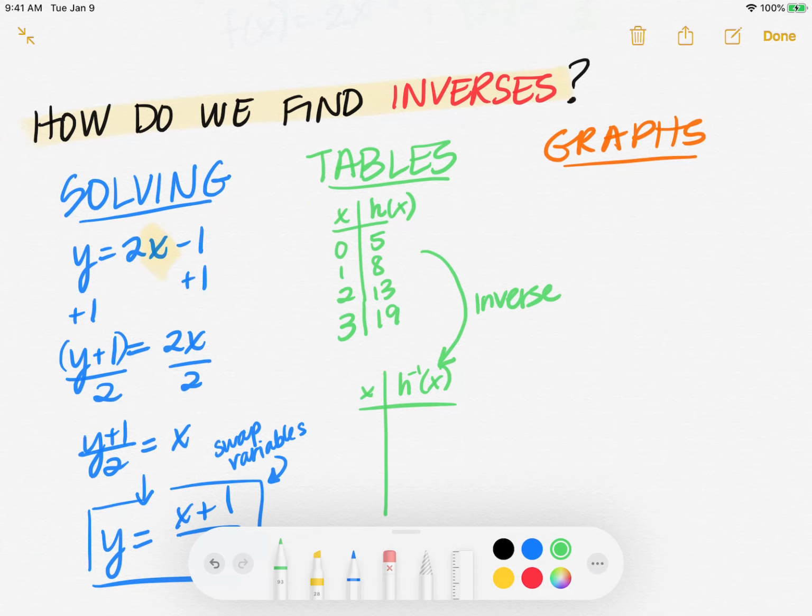And I would just be switching those values. So 5 would be the input, 0 would be the output. 8 would be the input, 1 would be the output. 13 would lead to 2, and 19 would lead to 3. So again, we just swap our x and y values. They're kind of trading places.